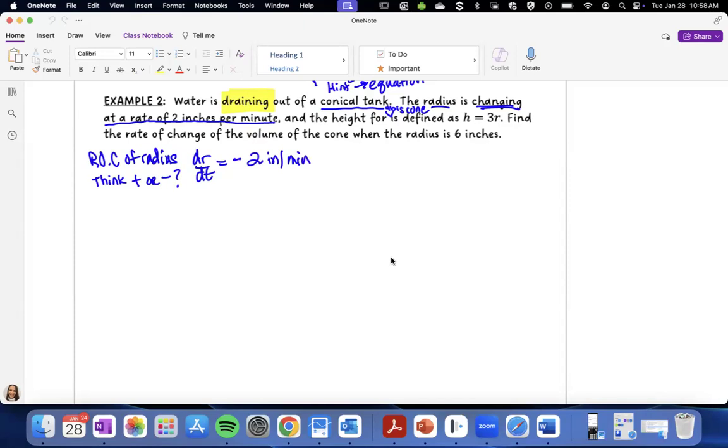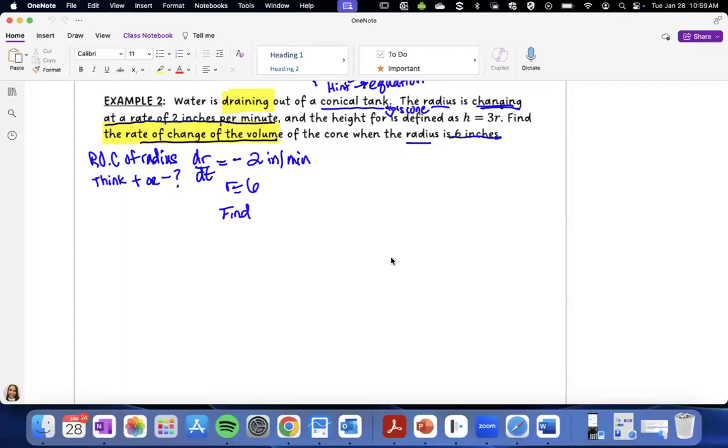So when you see decreasing, right? I had you guys write out, you remember me telling you to write out what this means, right? This -2 feet per second. Oh, it means it's decreasing at a rate of, right? I had you guys write those out a lot because I knew this was coming, okay? So, I also know the height is defined as H equals 3R. Find the rate of change of volume when the radius is 6 inches. Okay, so I also know R equals 6. What am I asked to find? The rate of change of volume.